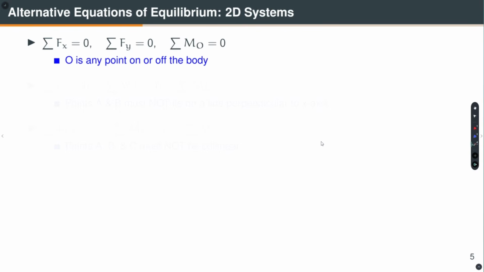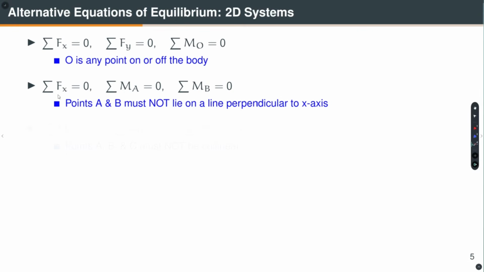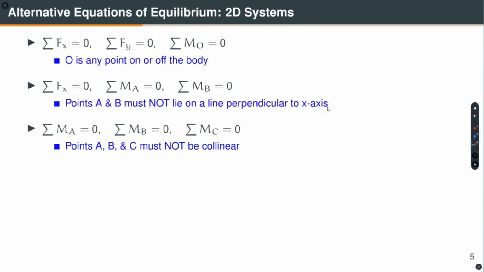Okay. There are alternative forms of equilibrium equations also. So, this is the one that I wrote in the previous slide. Okay. The alternative ones are, you can do summation Fx is equal to 0, summation Ma is equal to 0, summation Mb is equal to 0. The only requirement is that points A and B must not lie on a line perpendicular to the x axis. Okay. I would like you to derive it and check. I am sure all of you will be able to do this. Another alternative could be, I can take moment about a point A, moment about a point B and moment about point C. The only requirement is that A, B, C must not be collinear.